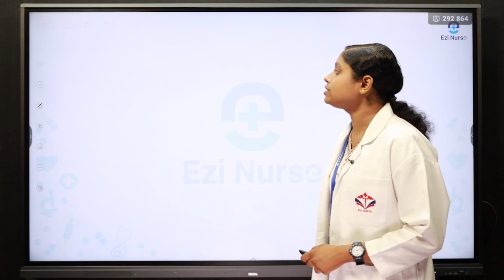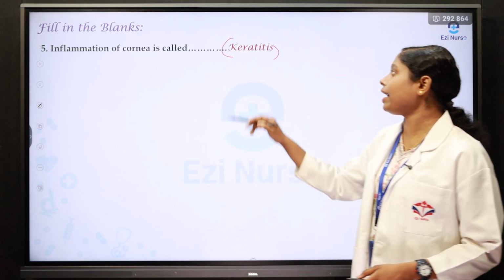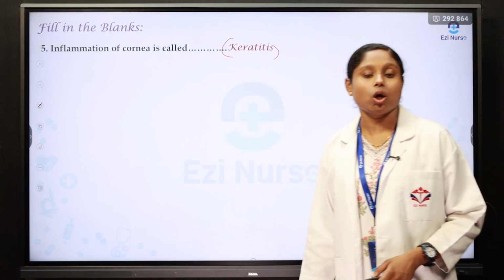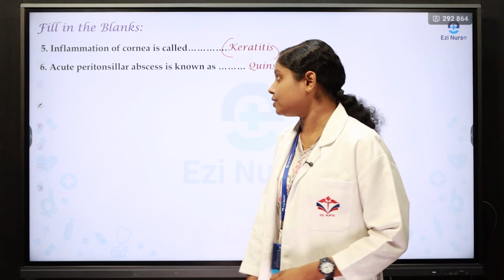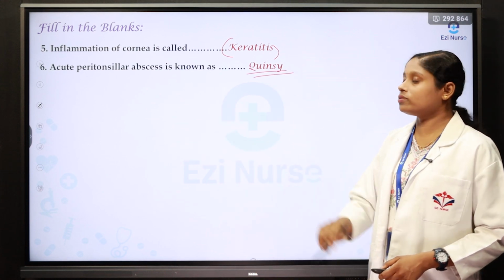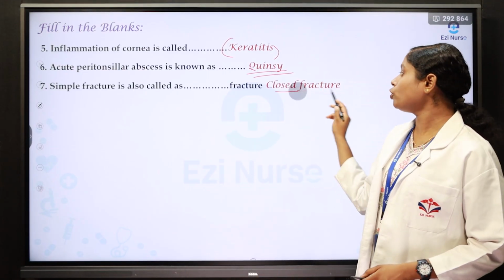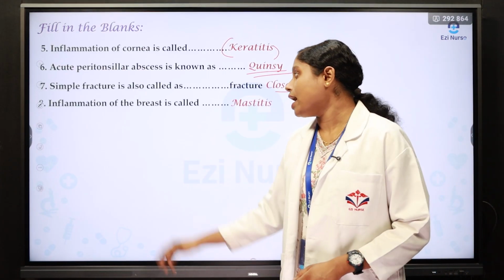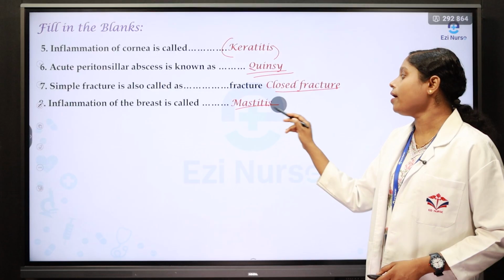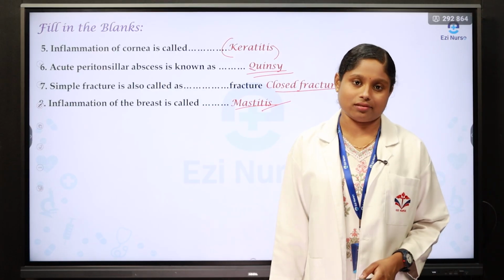Now we are continuing with the second category, fill in the blanks. Inflammation of the cornea is called keratitis. Acute peritonsillar abscess is also known as quinsy. Simple fracture is also known as closed fracture. And the inflammation of the breast is called mastitis. So these are the fill in the blanks questions and their answers.